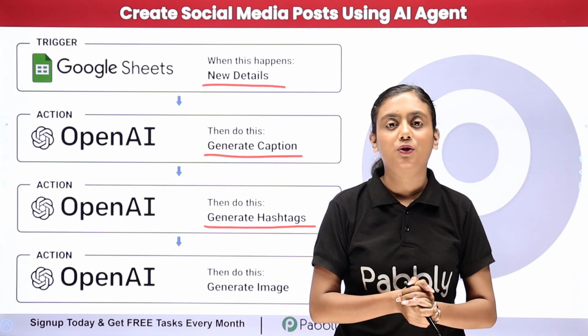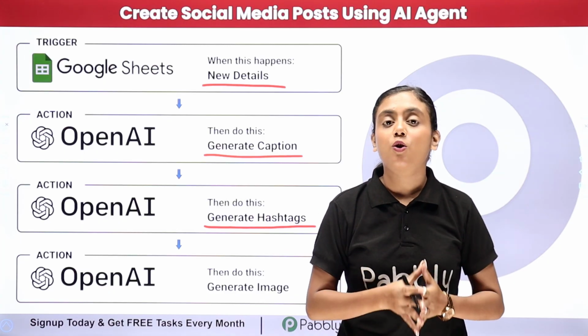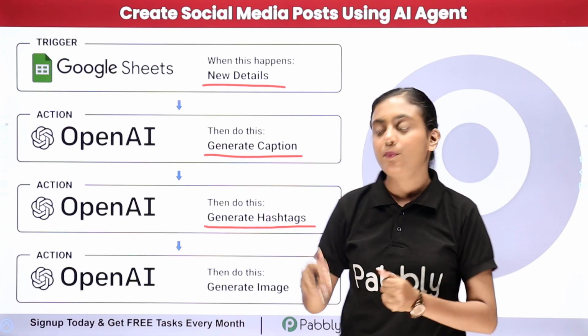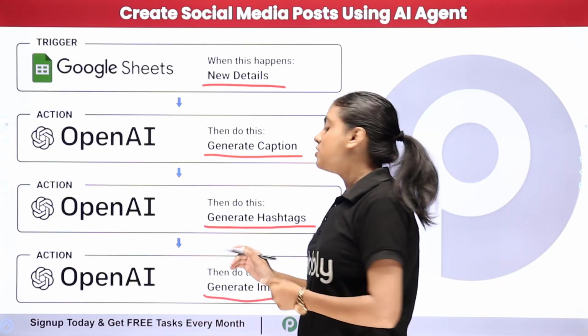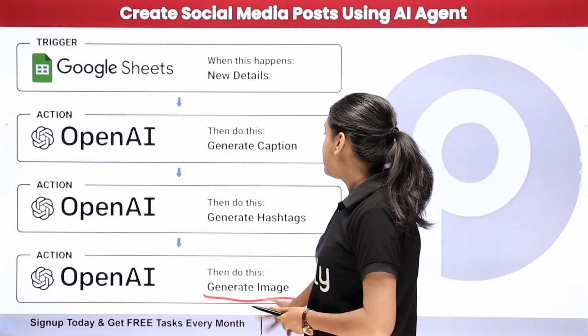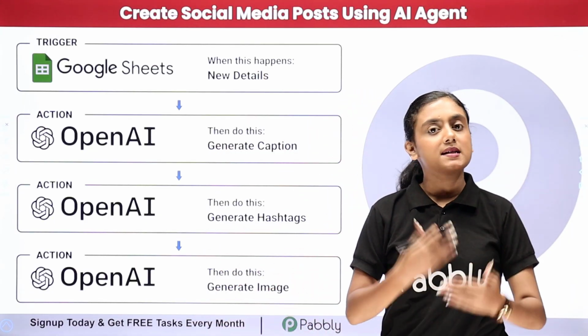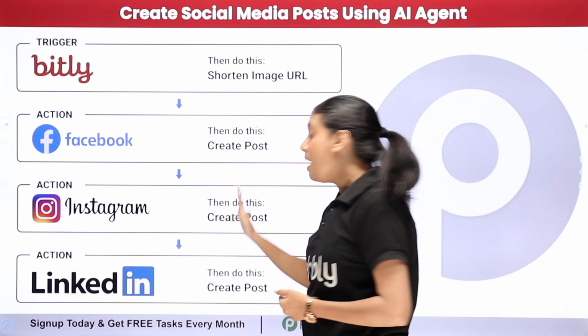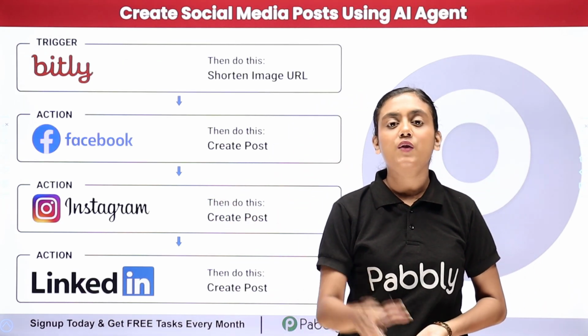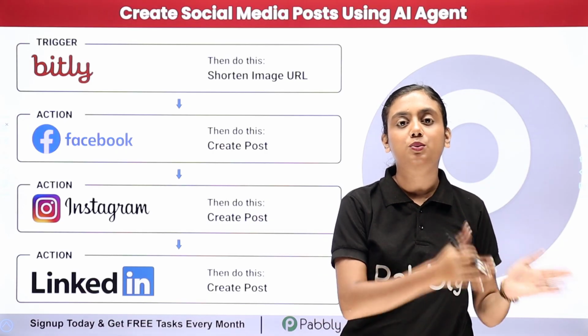As the hashtags are generated, an image URL is also very important as we are creating a post. So automatically another AI agent is going to generate us an image. As soon as the AI agent generates all the details, we are going to receive the image URL. So we have to shorten the image URL in order to create the post.